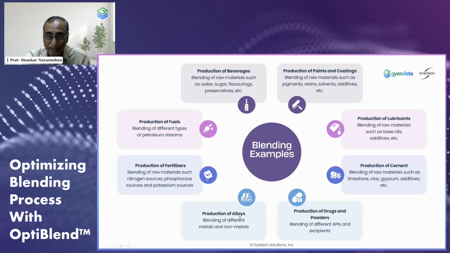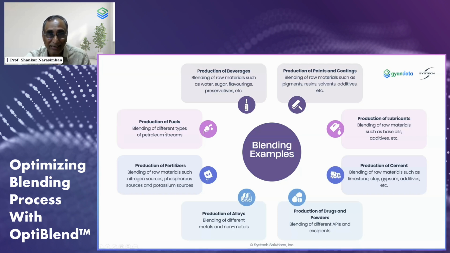For example, starting with the bottom left, if you look at the iron and steel making or metals processing industry, you're blending different kinds of ores, sinter, pellet, for example, in the case of iron and steel, to produce the iron, right? And if you're looking at a fertilizer plant, you're trying to actually produce a product having the appropriate nutrient profile by mixing different nitrogen sources or phosphorus sources and potassium sources and so on.